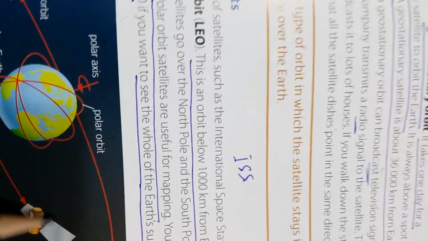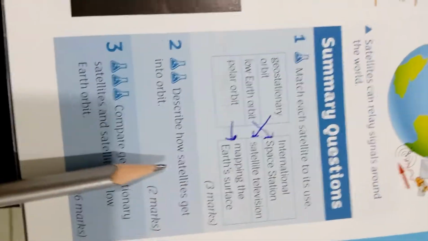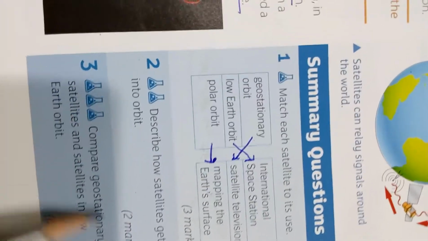Good. And please don't forget to look at the summary questions. It is also very simple for you to do.